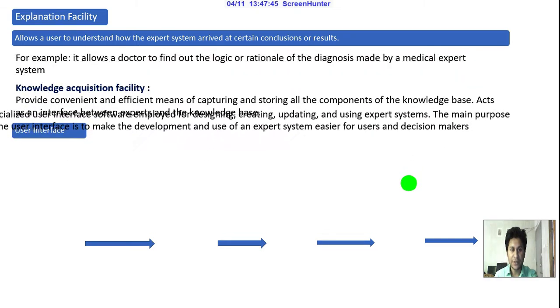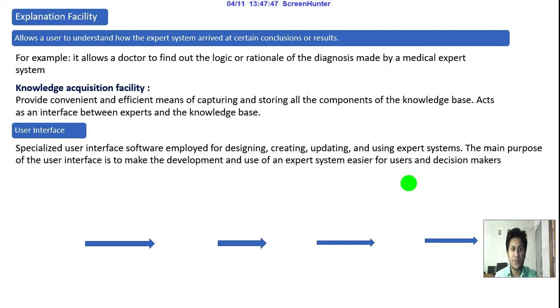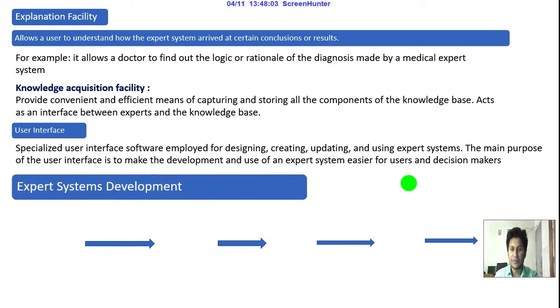User interface. Specialized user interface software is employed for designing, creating, updating, and using expert systems. The main purpose of the user interface is to make the development and use of an expert system easier for users and decision makers.